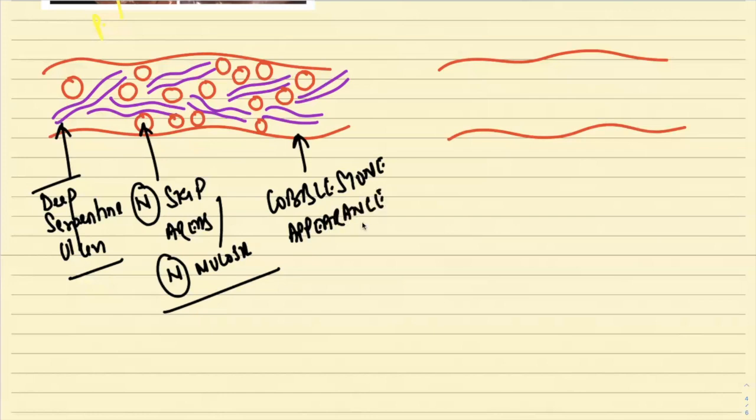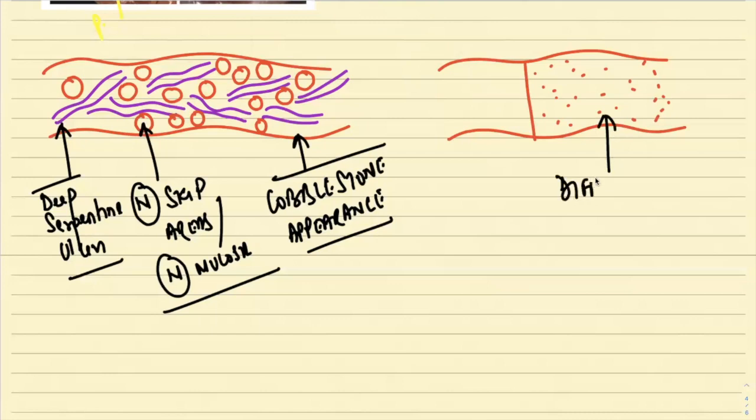Everyone agrees to this point? Cobblestone appearance. So the cobblestone appearance is seen where? It is classically seen in Crohn's disease. Whereas in ulcerative colitis, there will be a clear-cut demarcation between the abnormal area and the normal area. The abnormal area shows a diffuse involvement. There are no skip areas. In ulcerative colitis, there is no skip areas, okay?